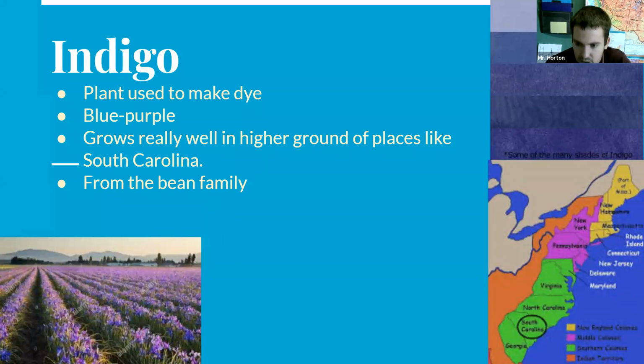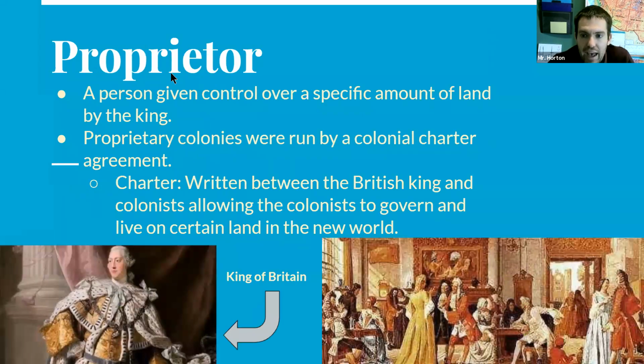And we got 2 more to look at real quickly. So our next term is a proprietor. This is a person, so this will be answer number 7. A proprietor is a person given control over a specific amount of land by the king. So a proprietor was basically given control over an area of land. So they helped enforce the king's rule over this area of land.